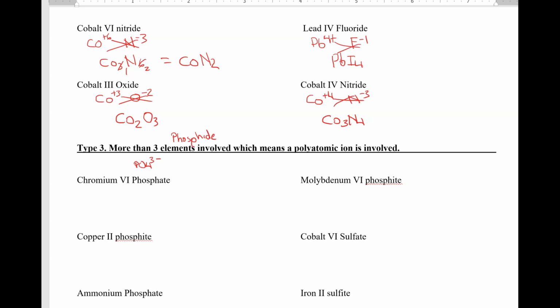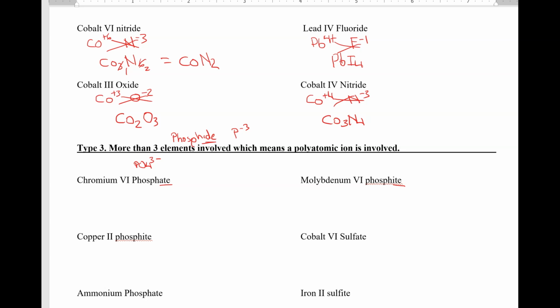What's the difference? This is actually P negative 3, whereas this is PO4 negative 3. So how can you tell them apart? When it's "ide," it's going to be just a single element, not a polyatomic ion. When it's "ate" or "ite," it's going to be a polyatomic ion. So that's one way to recognize it.